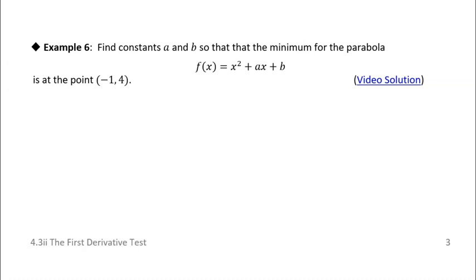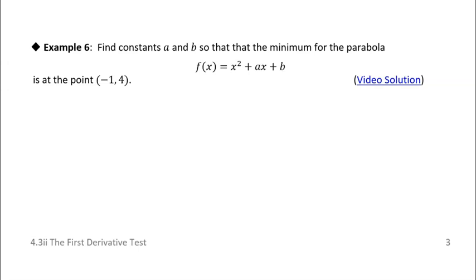All right, we've got one last example here in this section, and what we want to do in this one is find the constants a and b so that the minimum for this parabola is at the point negative 1 comma 4. So this is kind of a little bit working backwards. Here we're given the minimum, and we want to find the function that fits that.